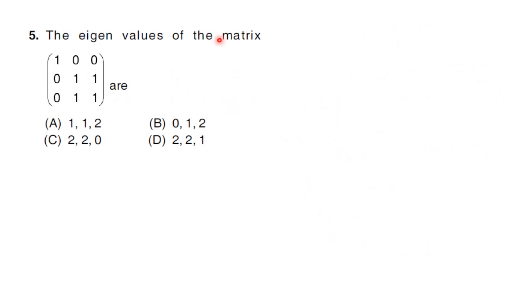Next question is, the eigenvalues of the matrix 1 0 0, 0 1 1, 0 1 1 are. As we discussed, the trace of a matrix is the sum of the eigenvalues. So here the sum of the eigenvalues is given by the trace. Trace is the sum of the principal diagonal elements, that is 3. So the sum of the eigenvalues is equal to 3.